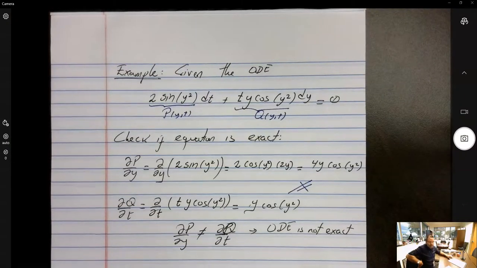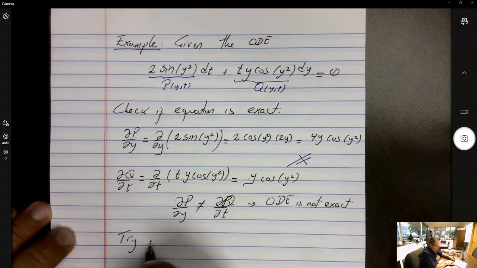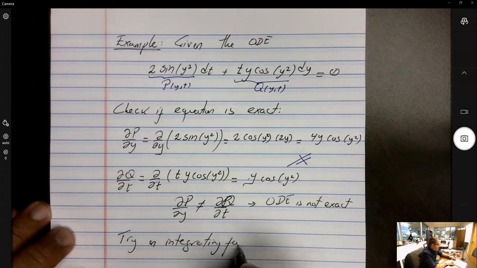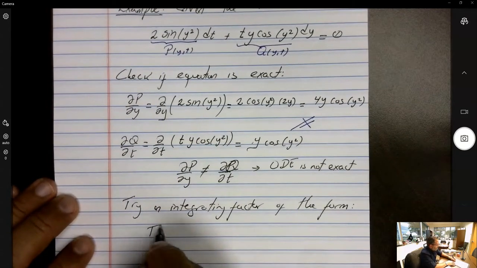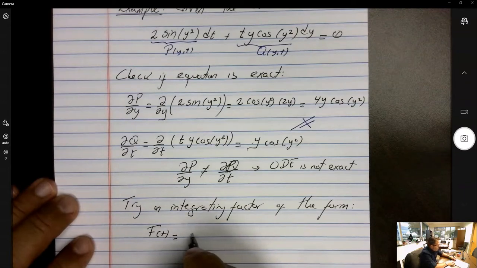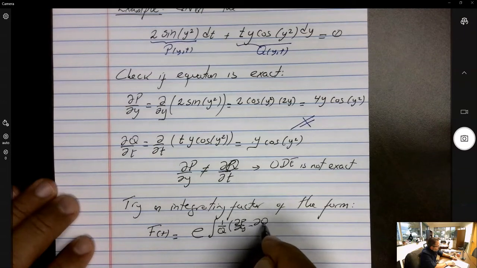Okay, so let's try an integrating factor. Let's see if the f of t works. If not, we try an f of y. F of t, remember, we found it to be e to the power of the integral of 1 over Q times (dP/dy minus dQ/dt) dt.